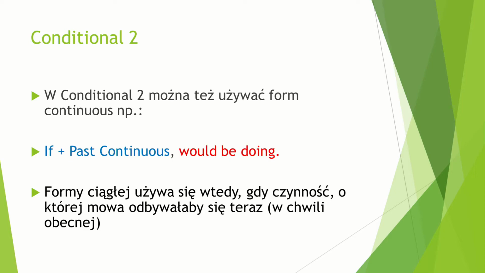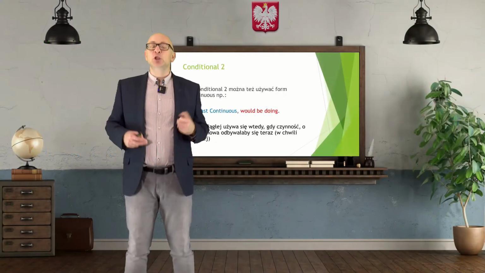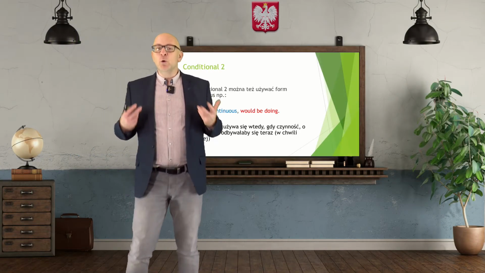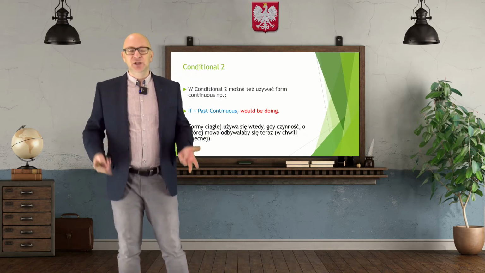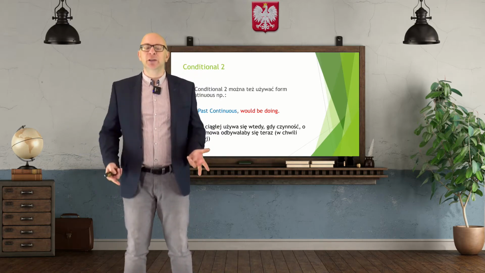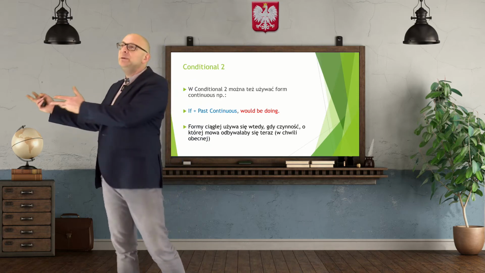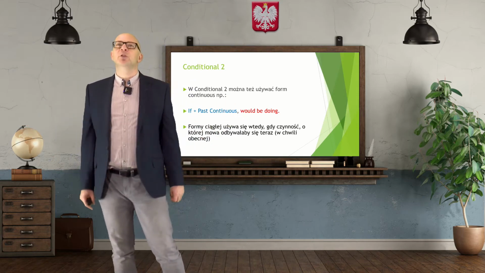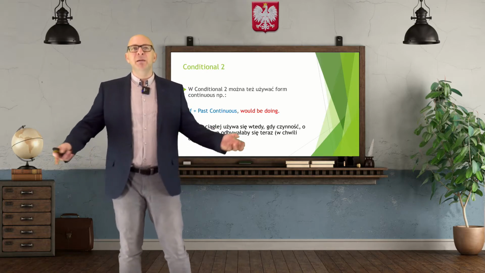When do we use the continuous forms? Well, actually, we use the continuous forms if we want to say about things that would be happening right now, in this very moment. So, for example, I'm standing here now and talking to you, teaching English. So I can say, if I wasn't standing here, or if I wasn't teaching English now, or if I wasn't talking now, I would be doing something else. Maybe I would be watching TV, maybe I would be reading a book, maybe I would be sleeping.